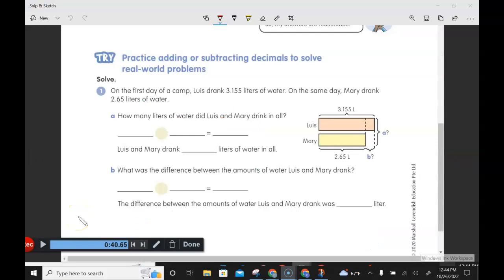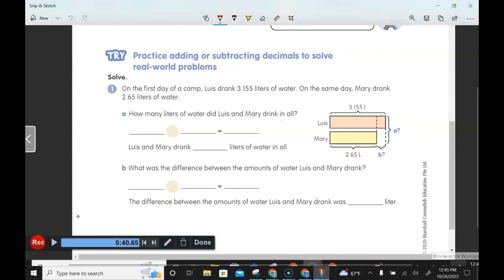Now let's go ahead and take a look at this problem on page 144. It says on the first day of camp, Lewis drank 3 and 155 thousandths liters of water. On the same day, Mary drank 2 and 6,500 liters of water. So we have question A, how many liters of water did Lewis and Mary, not Mark, drink in all?